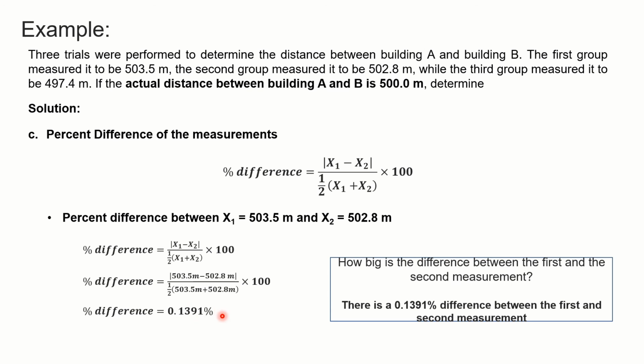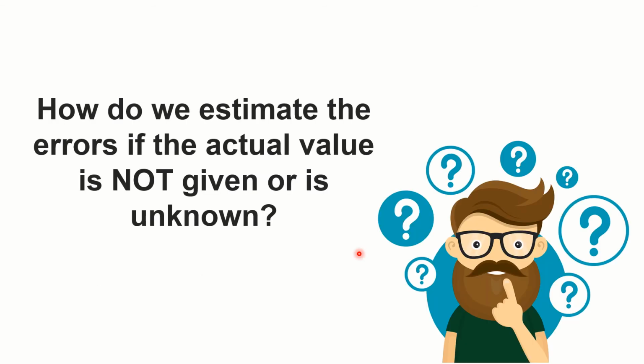So, we get a percent difference of 0.1391%. So, to answer how big is the difference between these two values, the difference is 0.1391%. So, yun ang difference nila. So, this is a relatively small percent difference. So, hindi sila masyado nagkakalayo. So, 503.5 meters and 502.8 meters are not that much different from each other.